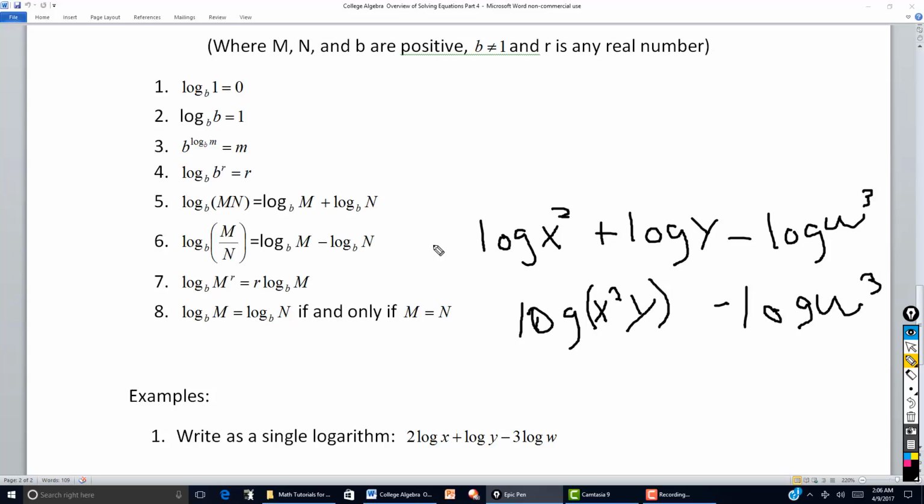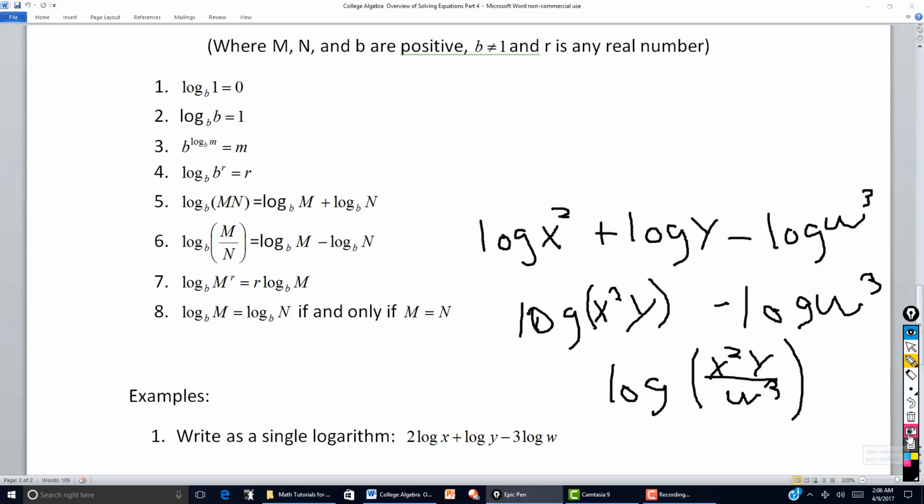So now property number 6 tells me any place I have a difference of 2 logs, I can write it as a log of a fraction. Okay, so these two can be written as the log. Then this becomes the numerator and this becomes the denominator. So this will be x squared y over w to the third. Okay, and just to make sure that there's no confusion, I'll put parentheses so it's the log of that whole thing.